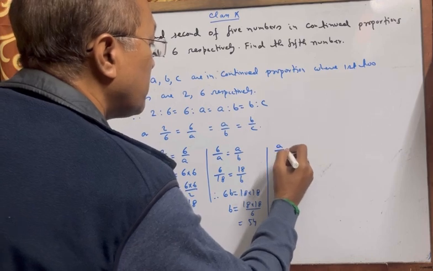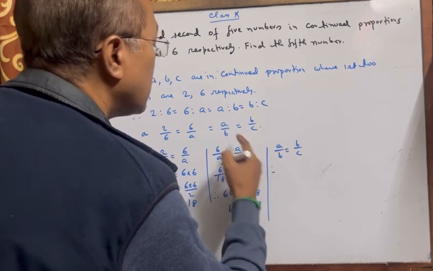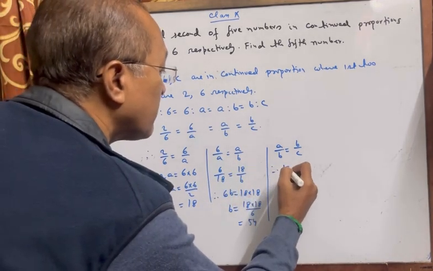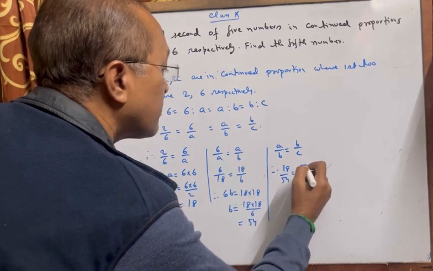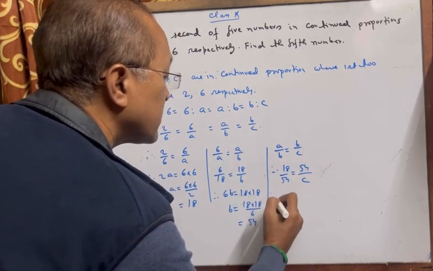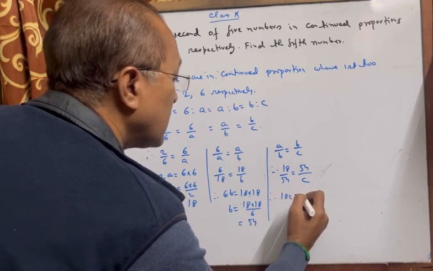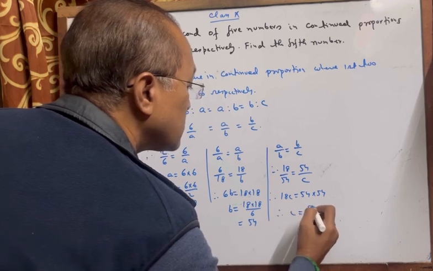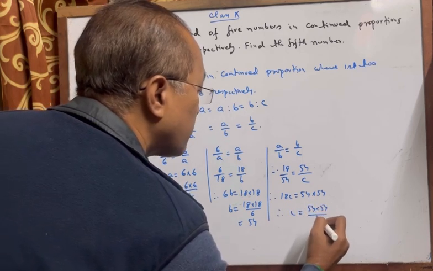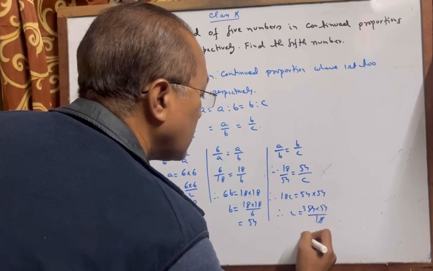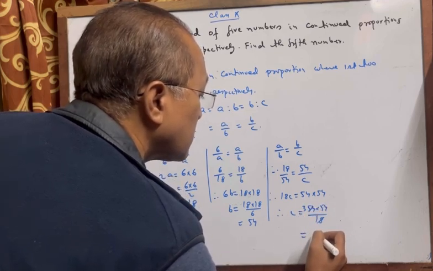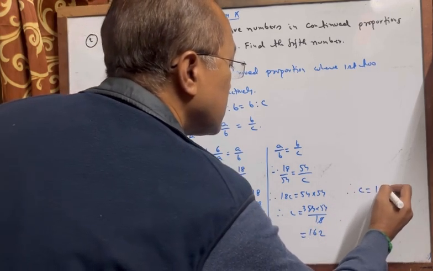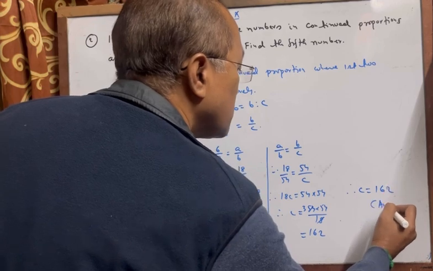A by B is equal to B by C. That is A means 18. 18 by 54 is equal to 54 by C. That is 18C is equal to 54 into 54. So C is 54 into 54 by 18. That is 162. So the answer is C is equal to 162.